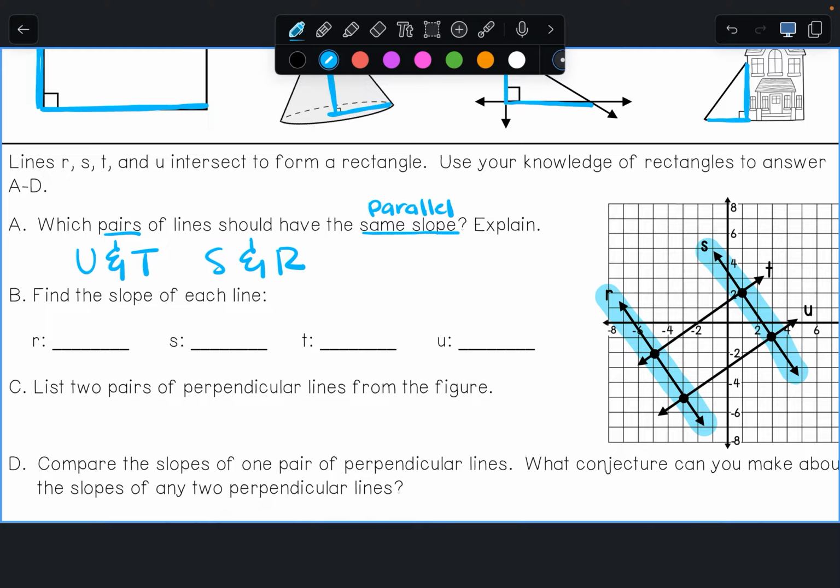Okay. Now it says find the slope of each one of those lines. How do we find the slope when your line is on a graph? Rise over run. So let's find the slope for R. Let's use this point, and this is about to get a little messy. And this point.